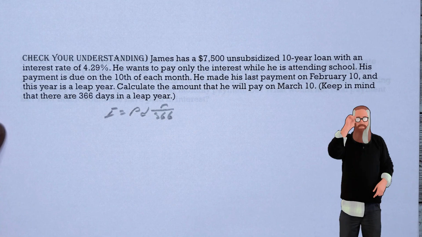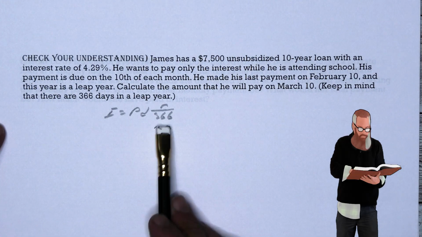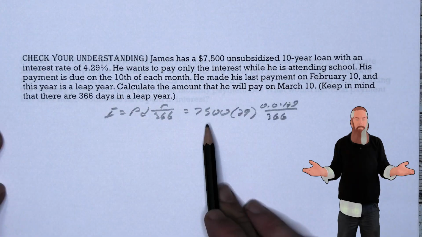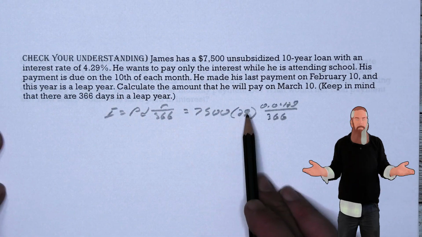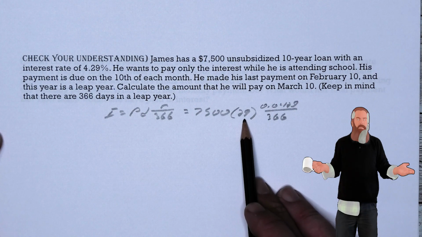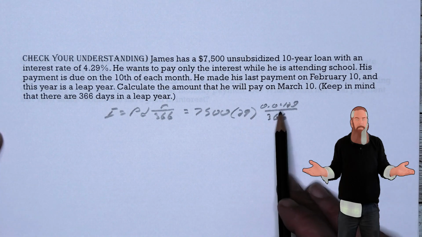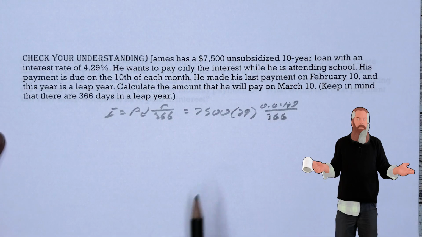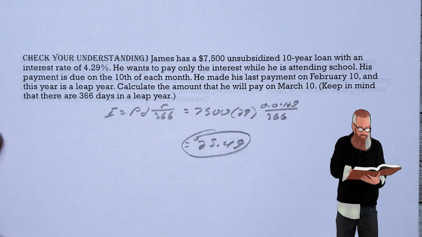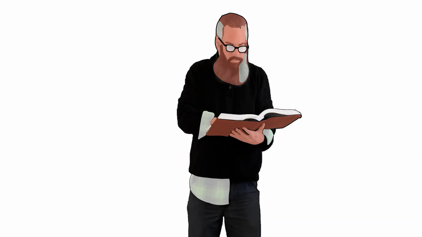So the simple daily interest formula we're going to use has a 366 as the denominator instead of a 365. The amount of the loan is $7,500. The days is 29 because February in a leap year is 29 days, not 30. The book was setting you up for a mistake. The rate is 0.0429, and we're going to divide that by 366. This is going to give us $25.49.